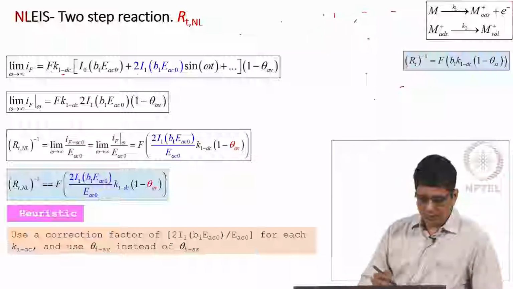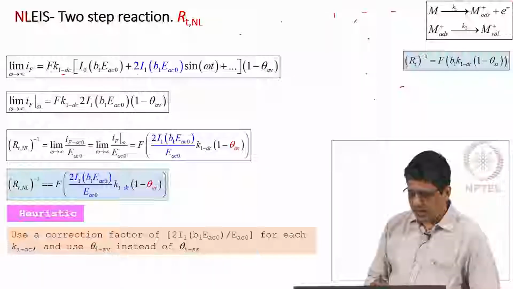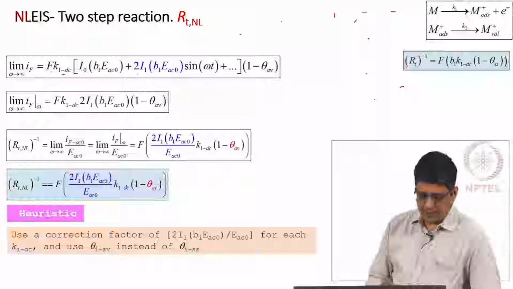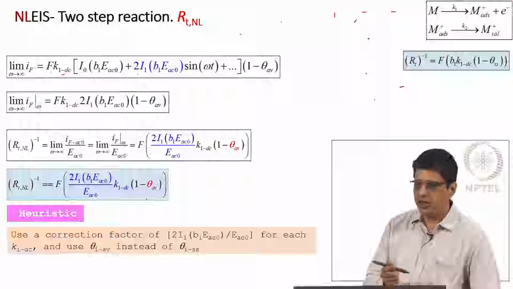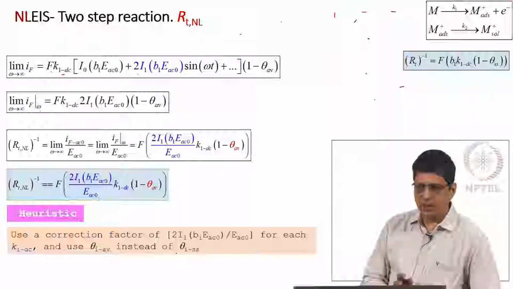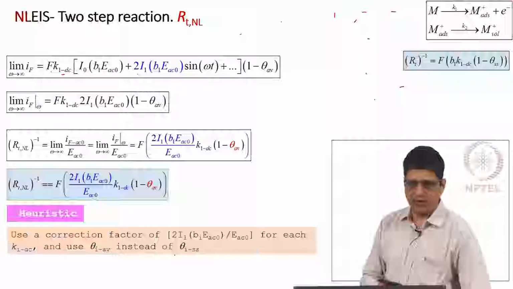Now, basically what it means is use a correction factor of 2 I 1 B I EAC 0 by EAC 0. This tells how it is going to depend on EAC 0 for each of these B I, and use theta 1 average, theta 2 average. You may have multiple intermediate states. For all of them you have to use the theta average instead of theta steady state. So far we have been able to predict the R T NL correctly for practically all the mechanisms we have tried, for all the kinetic parameters we have tried.